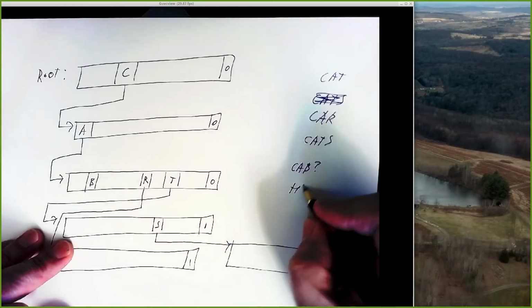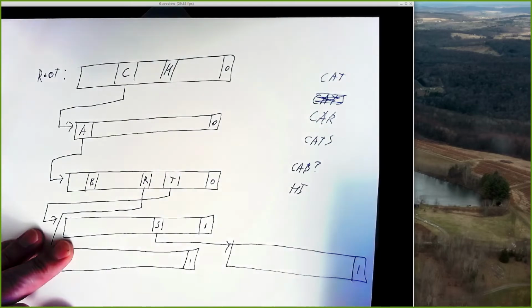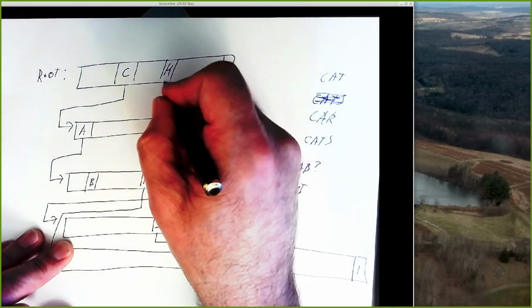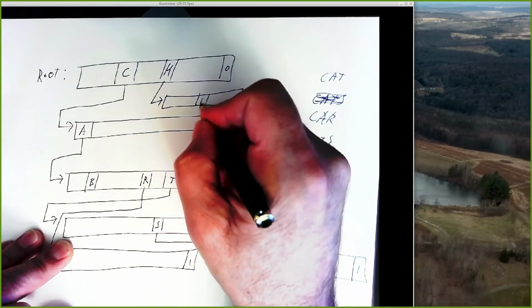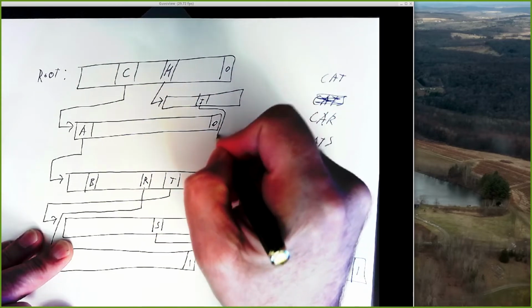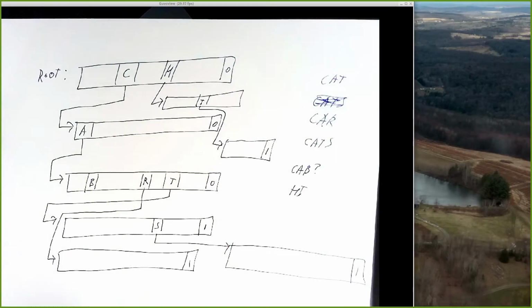If we want to store the word hi, we'll come over here to the H. And instead of being null, we'll point to another node. And in this node, we'll take the I pointer and point that to another node. And in that other node, we'll set the end of string flag to a 1. Now we've got hi stored.